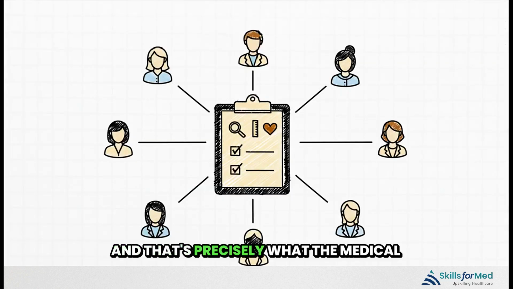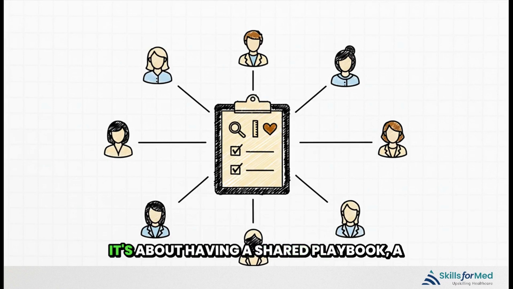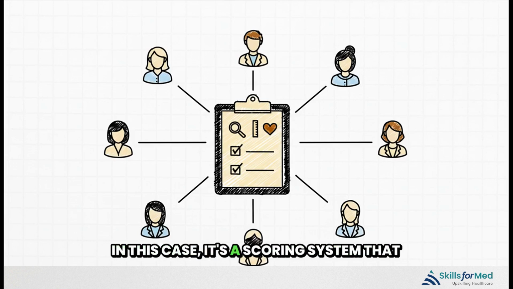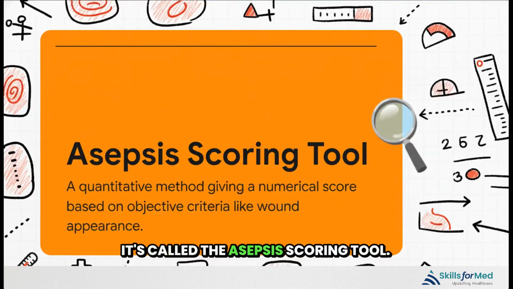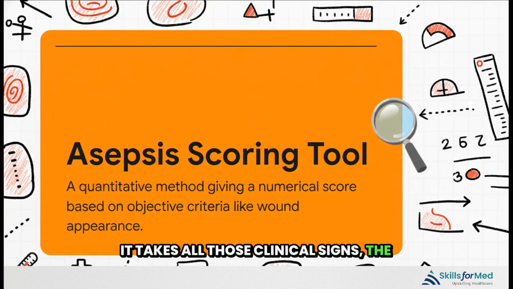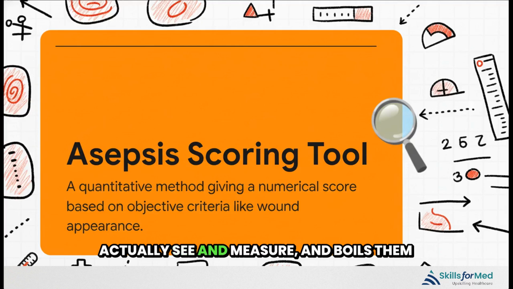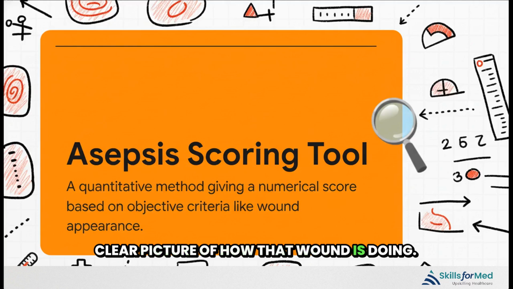And that's precisely what the medical community created. A common language isn't just about using the same words. It's about having a shared playbook, a framework everyone understands. In this case, it's a scoring system that brings some much-needed clarity and consistency to every single wound checkup. It's called the Asepsis Scoring Tool. And at its core, it's a pretty clever system. It takes all those clinical signs, the things a healthcare professional can actually see and measure, and boils them down into a simple number. That score then gives everyone a really clear picture of how that wound is doing.